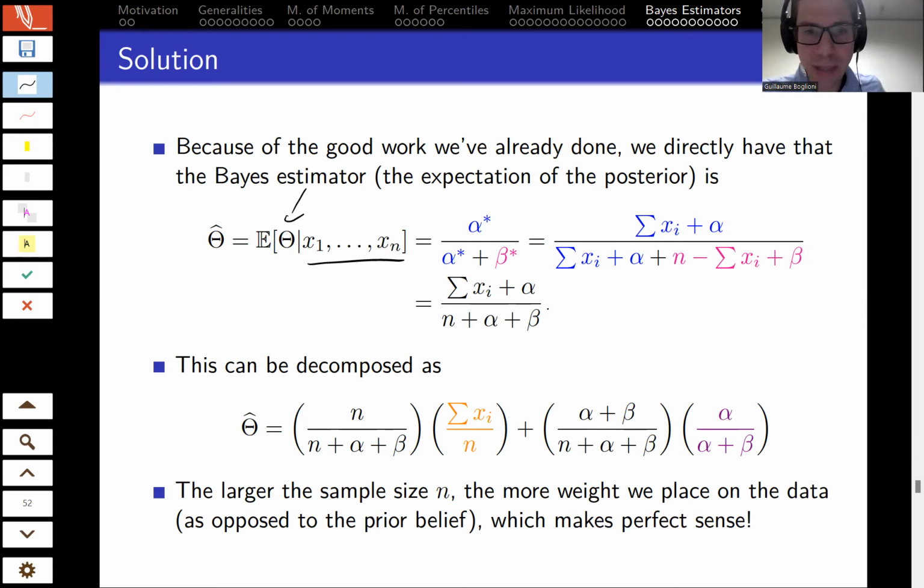It is this thing. As I said, it's linearly increasing in the sum of the x's. So the more successes you see, the higher is going to be your estimate or estimator of the probability of success theta.